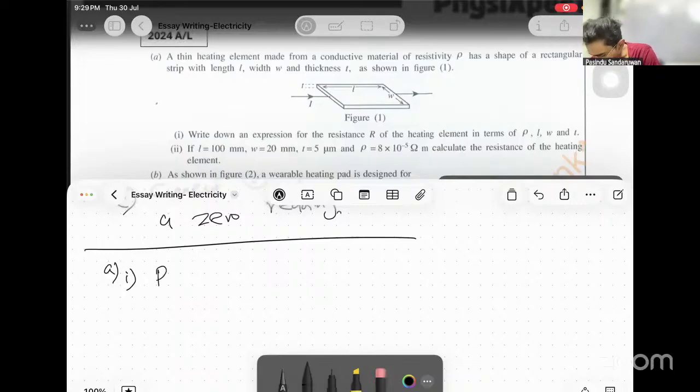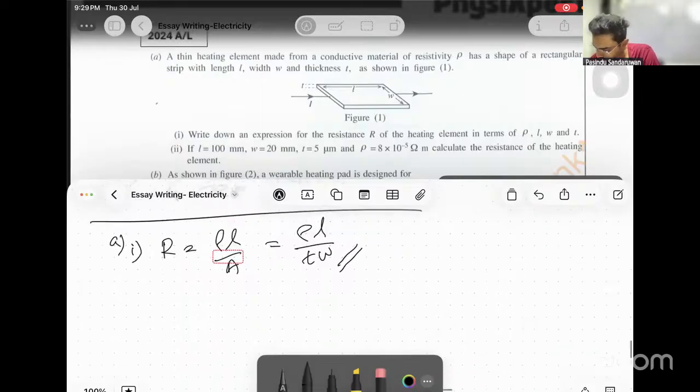So we know R equals rho L over A. The perpendicular area can be written as T times W. Then R equals rho L over TW. Next.